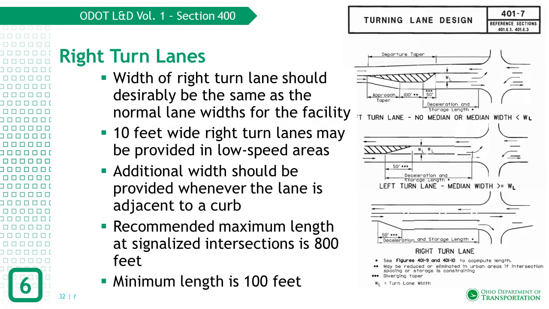Right turn lanes are utilized to get right turning traffic out of the through lane and minimize the impacts of them slowing down to make the turn on the overall speed of the through lane. The width of the right turn lane should be consistent with the normal width of the facility, but additional width may be warranted in curb sections to account for drainage spread.